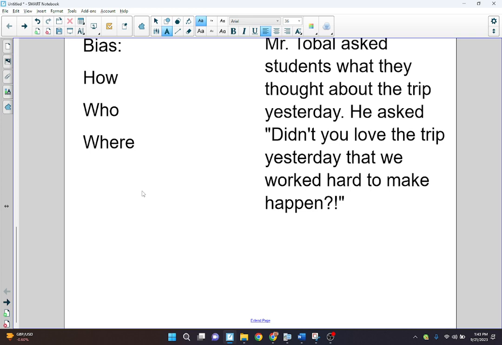So you can see how the biases change depending on who asked, how I asked, and where I asked. If I asked you what time your bus got here yesterday, 8:30, you might have been annoyed after 2 hours of busing, thinking you'd be another hour going home. So where you're asked could also affect it.